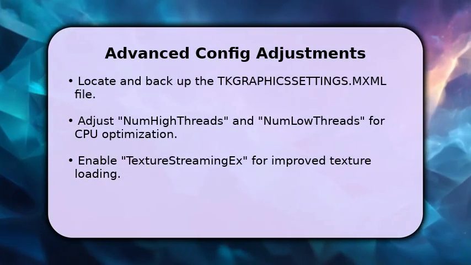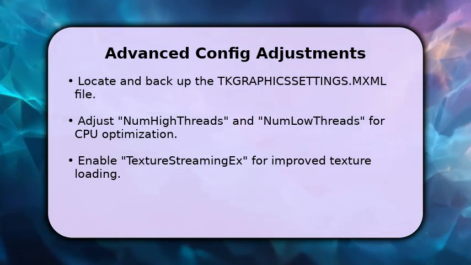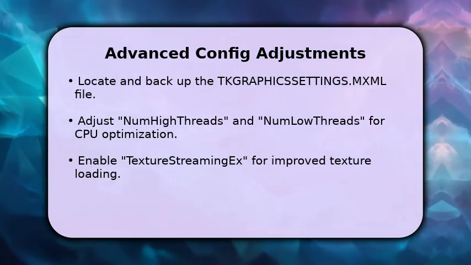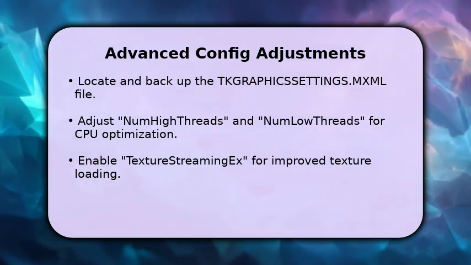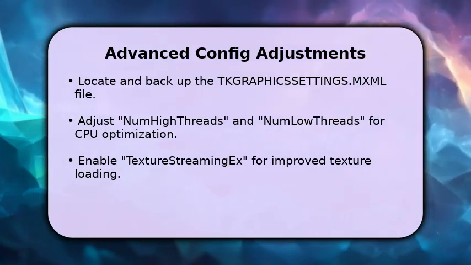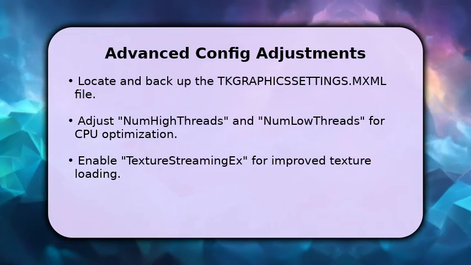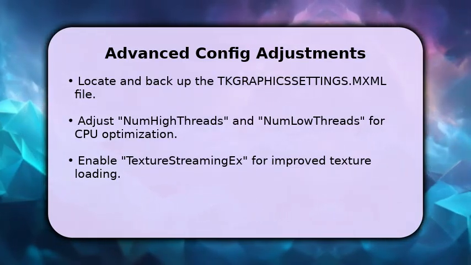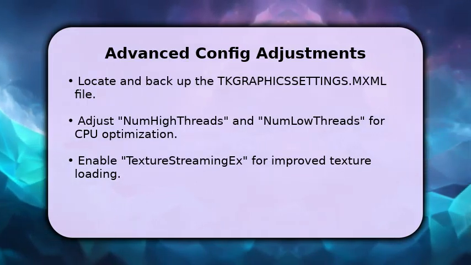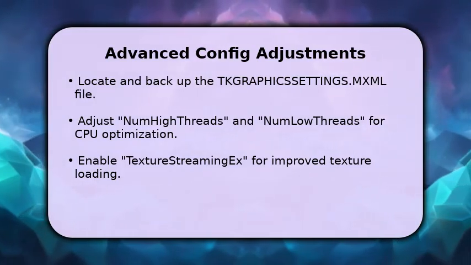For advanced users, tweaking the game's configuration file can offer further improvements. Locate the TKGRAPHICSSETTINGS.MXML file, usually found in your game's binary settings folder, and make a backup before editing. You can adjust NumHighThreads and NumLowThreads to better utilize your CPU's cores, potentially reducing stutter. Additionally, enabling TextureStreamingX can lead to improved texture loading. Experiment carefully with these settings to find what works best for your specific setup.